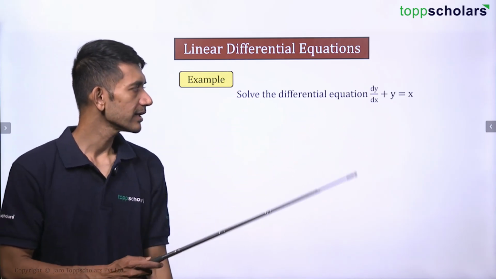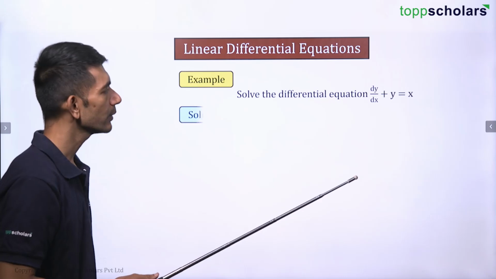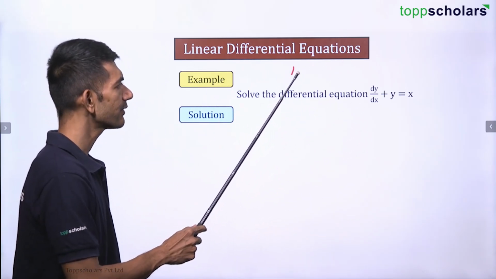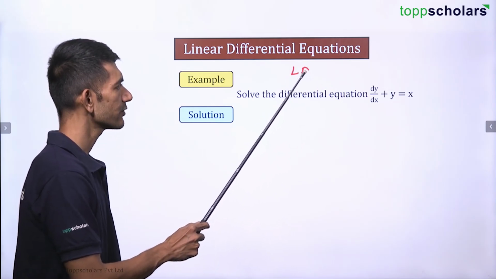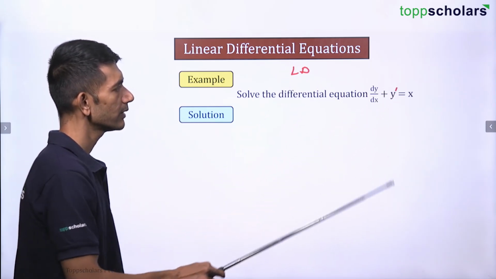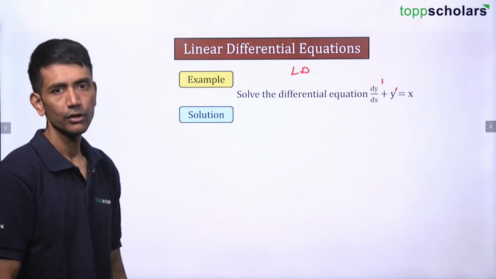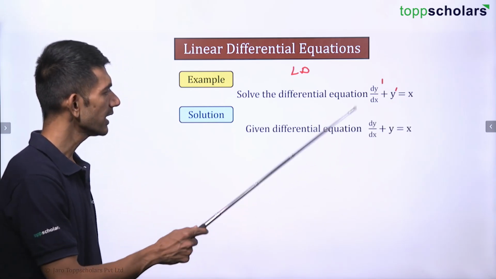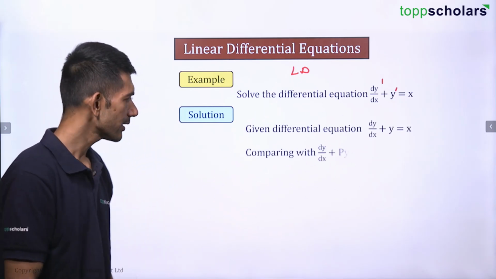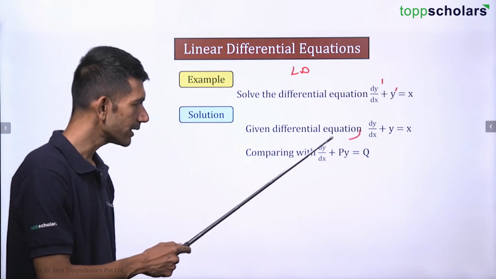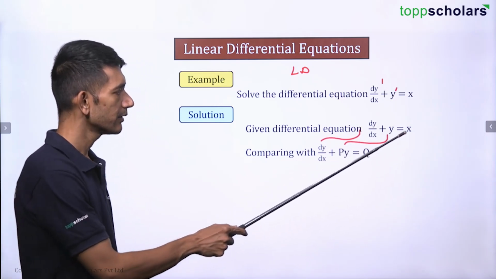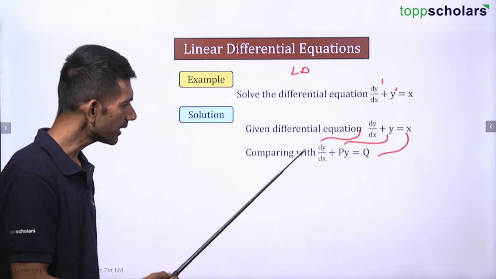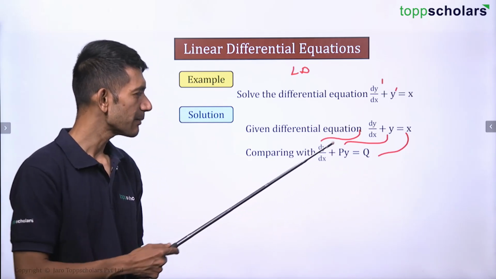So solve the differential equation dy by dx plus y is equal to x. We are supposed to solve this. Firstly tell me, is it a linear differential equation? Yes, because the power of y is 1 and the power of dy by dx is 1. So definitely yes, it is a linear differential equation. Now, dy by dx plus y is equal to x, right? So if I compare this with dy by dx plus Py is equal to Q, this is the general form. Dy by dx is as it is.